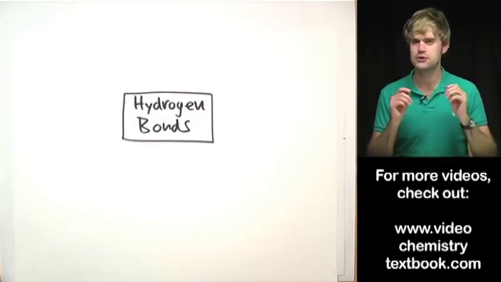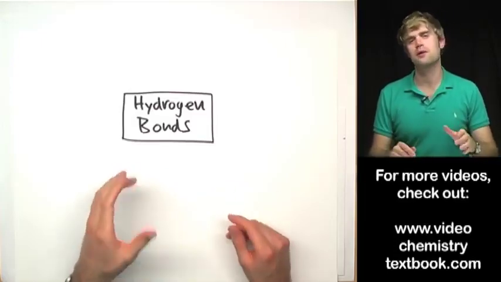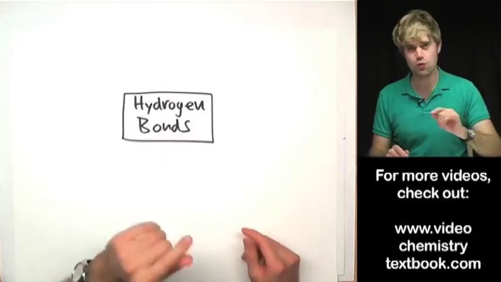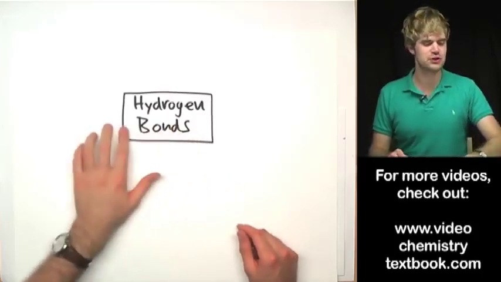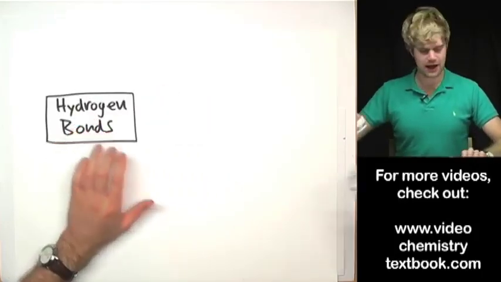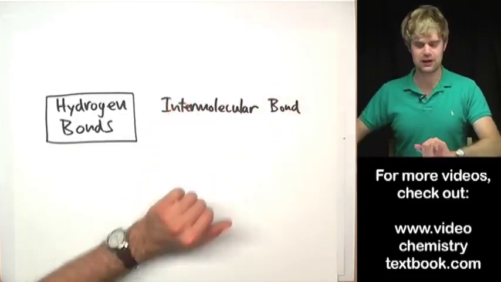Hydrogen bonding can be so confusing. So I want to talk about some of the common mistakes people make so you won't ever make them. Okay, so hydrogen bonds are a type of intermolecular bond.